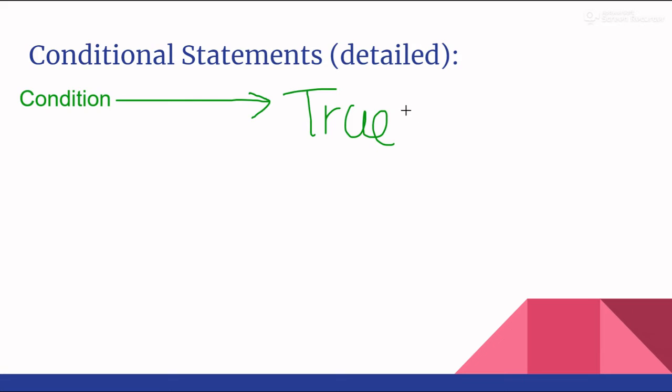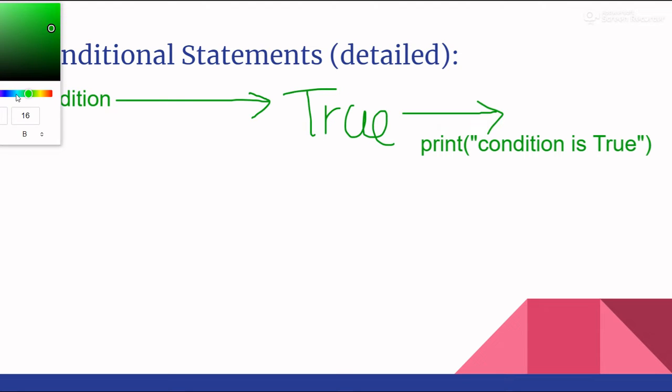Now, let's say we have a condition. And let's say this condition is, first of all, true. If the condition is true, what do we want to do? Well, let's actually write some Python code. Print "condition is true". Let's say we want to print this if the condition is true, but if the condition is false, just a second.